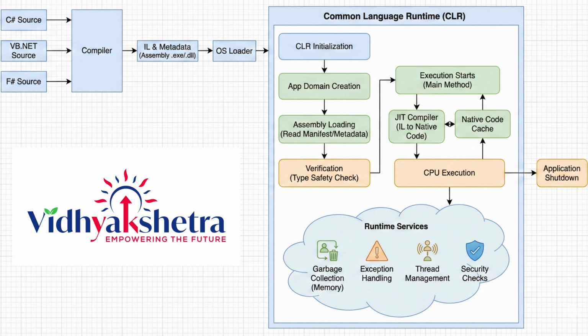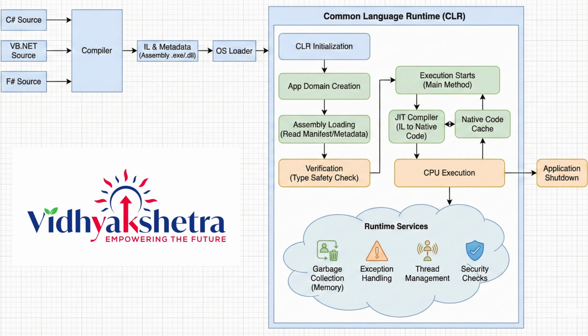After JIT compilation, the native code is stored in memory. The CLR then transfers execution to the CPU, which executes the compiled instructions. From this point onward, the program begins performing its intended operations. As the program executes, new methods may be called. Each time a new method is invoked, the CLR checks whether that method has already been JIT compiled. If not, the JIT compiler is invoked again.